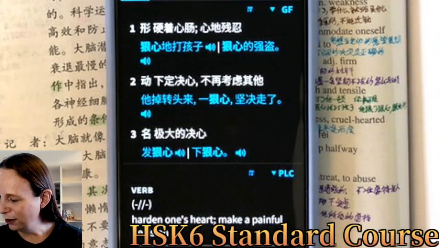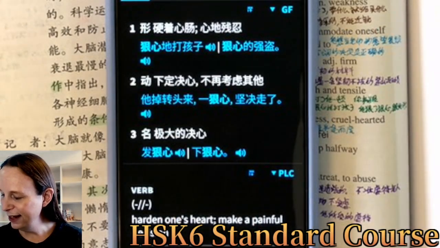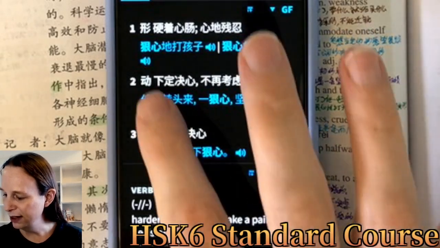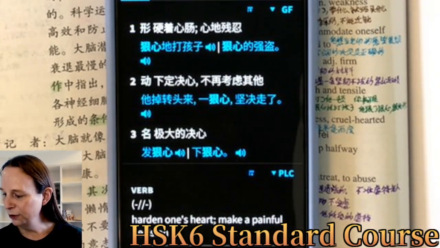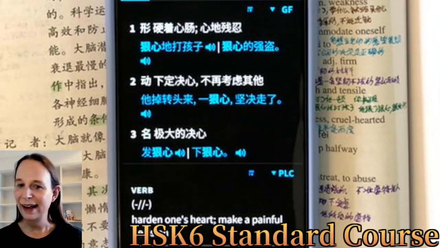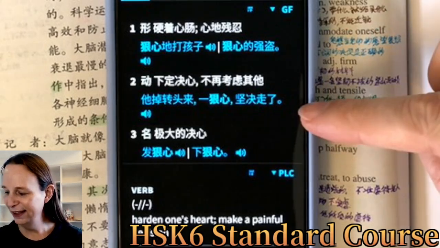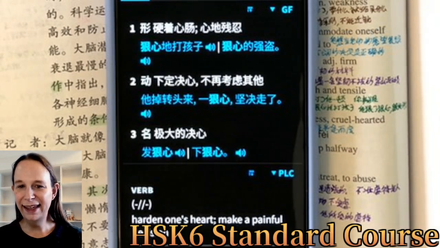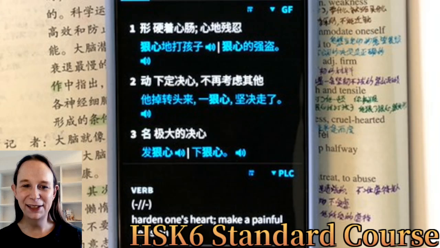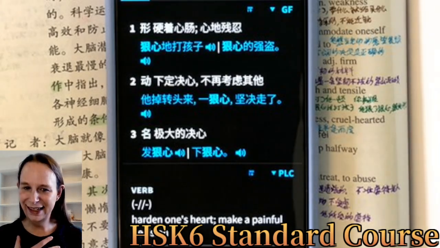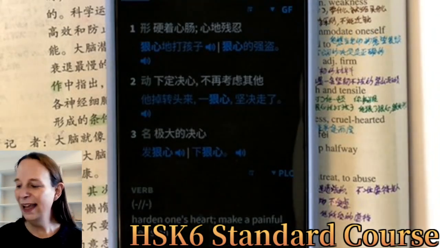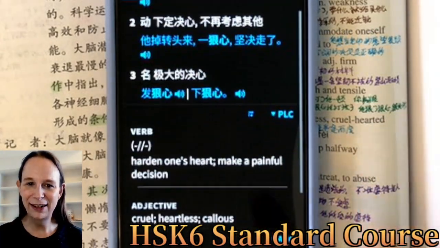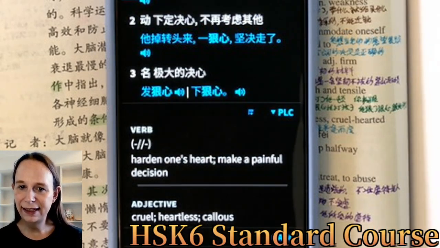他调转头来. Why is there a 调? 他调转头来. 调转头来. 一狠心决定走了. All right. So we need more context for this, but maybe he just caught his girlfriend cheating on him or something. So he turned around, hardened his heart, and walked off because he doesn't want to get hurt by catching his girlfriend cheating on him.